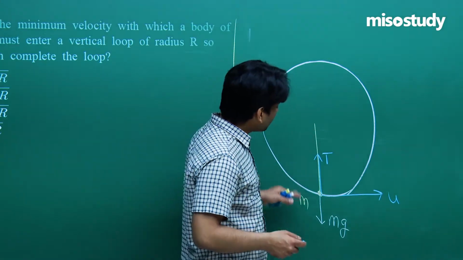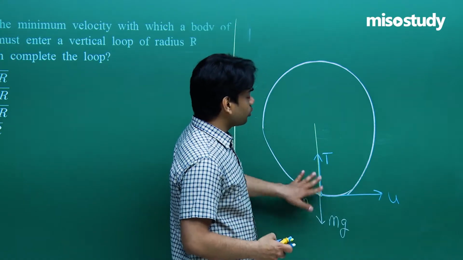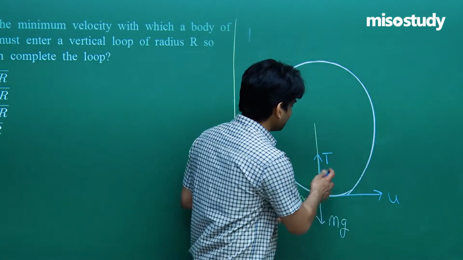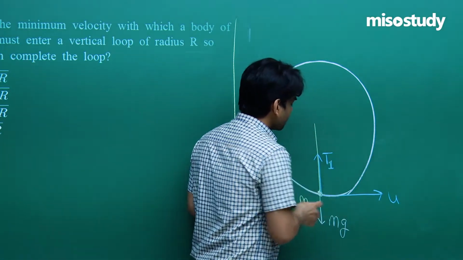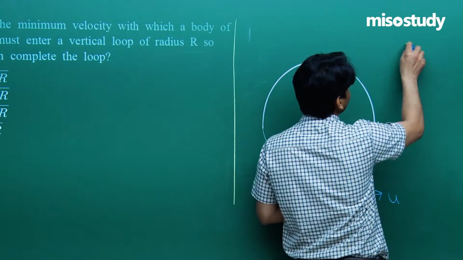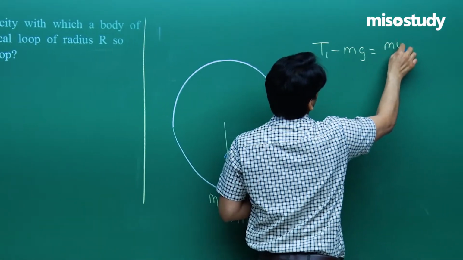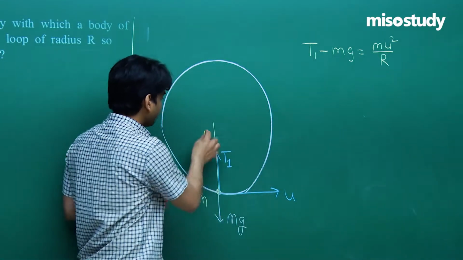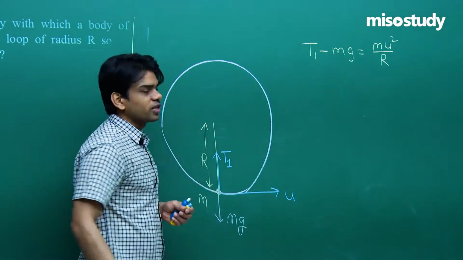Now because the body is moving in circular motion, we can write that the net force at the bottommost point will be equal to the centripetal force. Let me mark this tension as T1. So T1 minus mg will be equal to mu square by r, where r is the length of the string that we have taken.